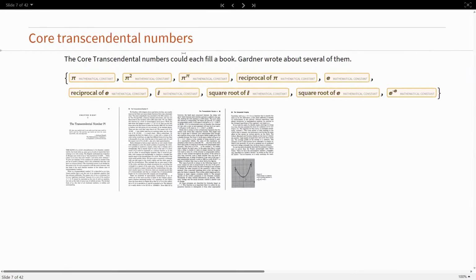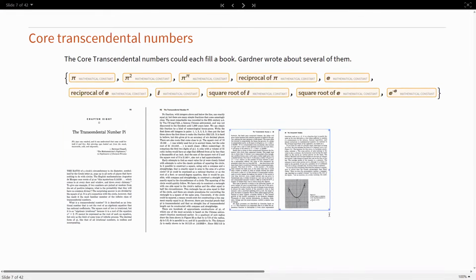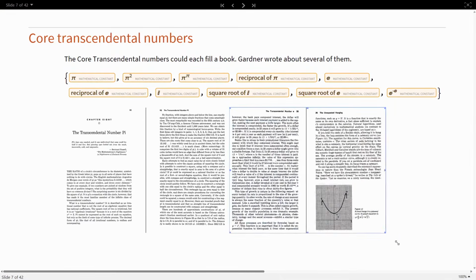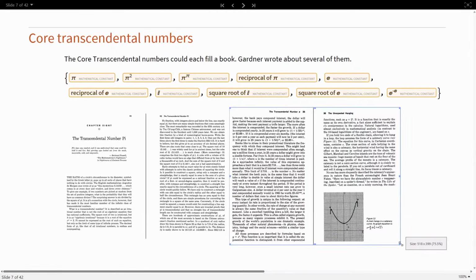So there's a few core transcendental numbers, such as pi and e and the golden ratio. Martin Gardner wrote about them. For example, here's his talk about pi, and here's his talk about, I believe, the golden ratio. Oh no, this is his talk about e. Any of these transcendental numbers you could discuss at length to fill a book. In fact, I believe pi and e and the golden ratio all have their own books dedicated to them.